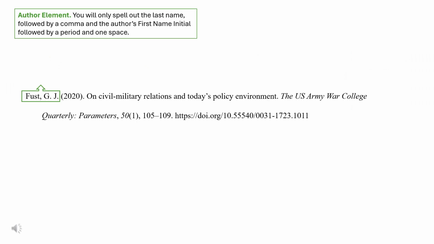You will only spell out the last name, followed by a comma and the author's first initial, followed by a period. If the author has used their middle initial within the periodical, include it. After the last name, you will add a comma and the author's first initial followed by a period. Add the author's middle initial followed by a period. If you have more than one author, I will display examples at the end of this video.